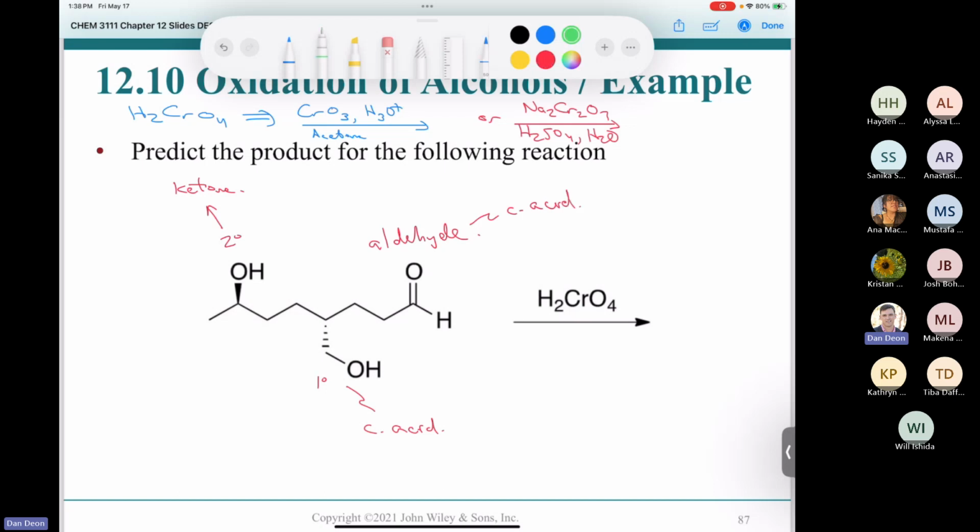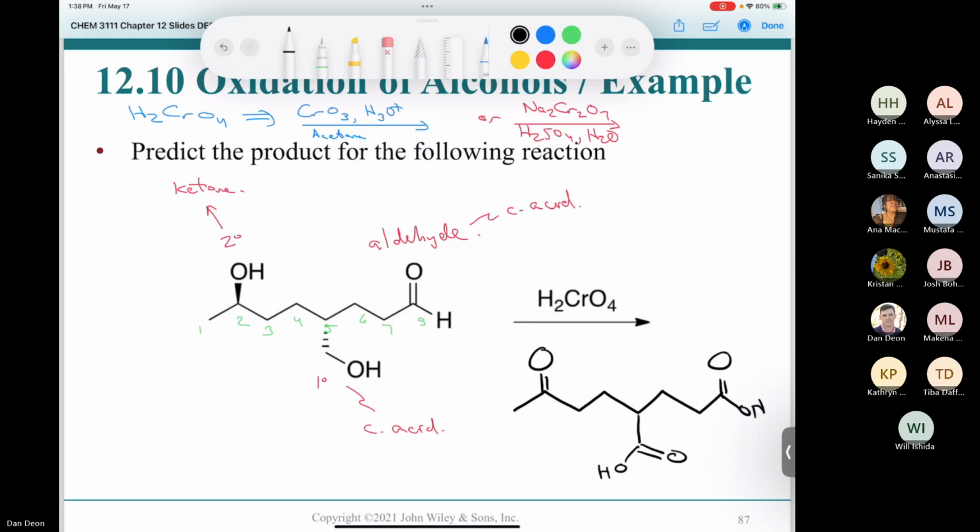So now if I count the number of carbons in my chain, 1, 2, 3, 4, 5, 6, 7, 8. Let me get my black pen here. 1, 2, 3, 4, 5, 6, 7, 8, like that. So I'm going to oxidize the aldehyde to a carboxylic acid. This is going to be a ketone, and then I'm going to oxidize this to a carboxylic acid as well.